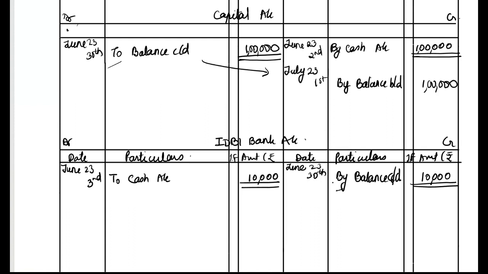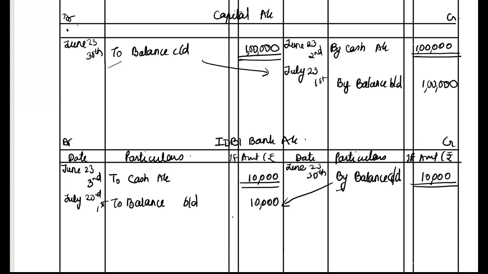And on the opposite side now, in the next month, July 23rd, to balance brought down. So whichever side you have written the balance carried down, exactly opposite side I'm going to write the balance brought down. Right? So on 1st of July, I'm going to bring the balance down 10,000.